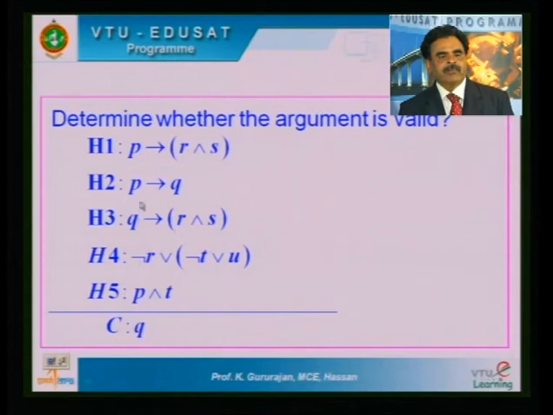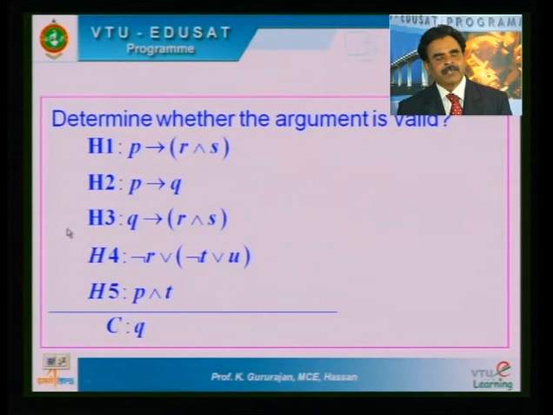As you can verify, how many variables do we have here? P is 1, Q is 2, R is 3, S is 4, T is 5, and U is 6. So in this problem, we have a total of 6 variables, right? There is no way of following the truth table approach, because then we will have to construct a truth table of 64 rows. Nobody is prepared to do it. I don't think you will be able to do it.